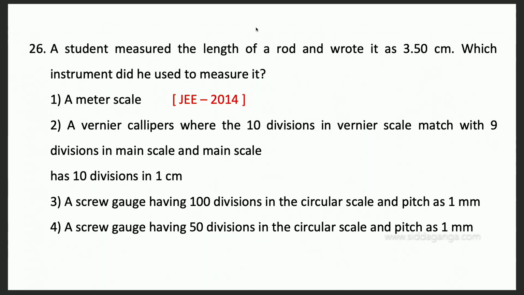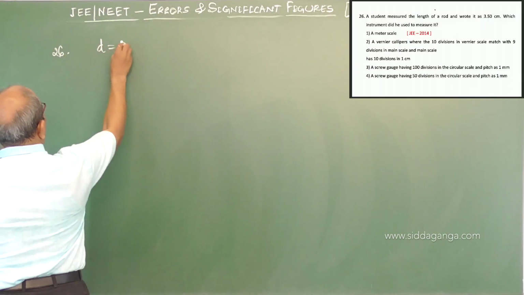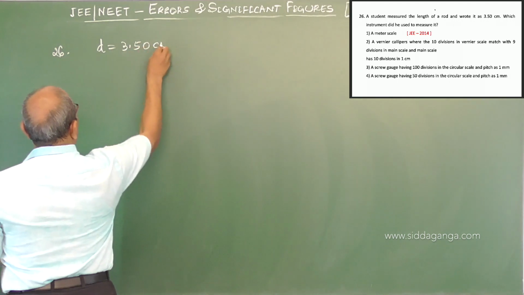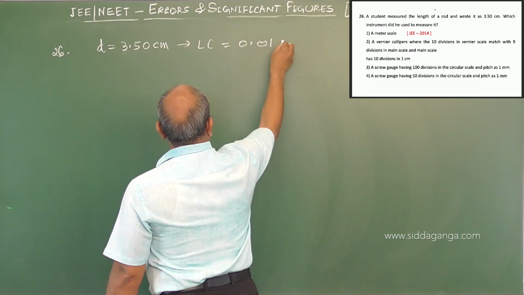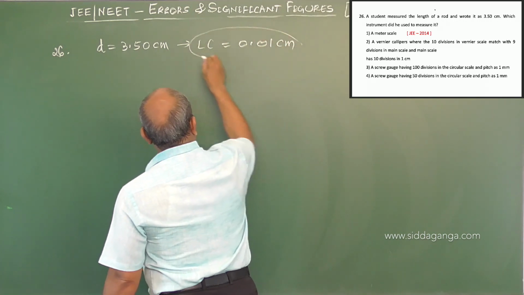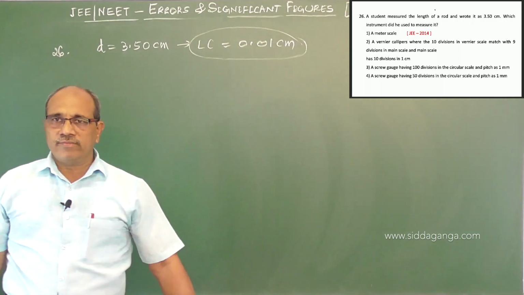(2014) Question number 26. A student measured the length of a rod and wrote it as 3.50 centimeter. Which instrument did he use to measure it? So you have to see the least count. Measured value is 3.50 centimeter, which means least count is 0.01 centimeter. The instrument that has this least count is the answer.